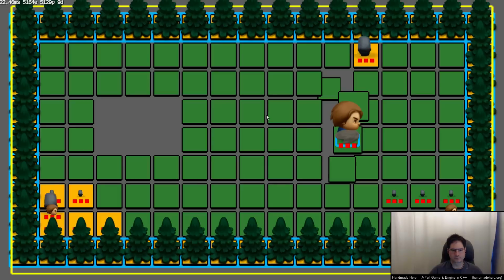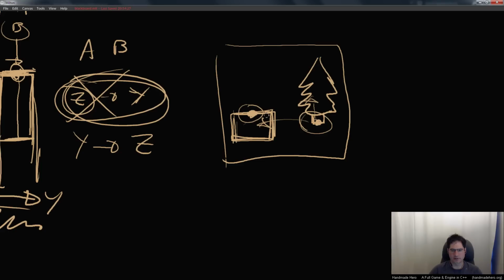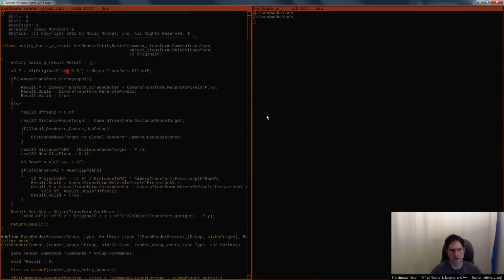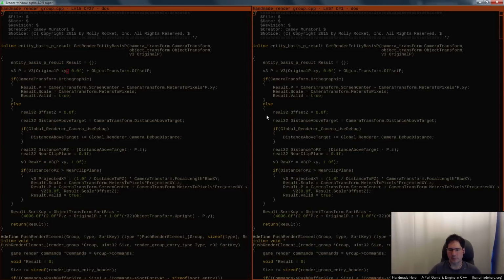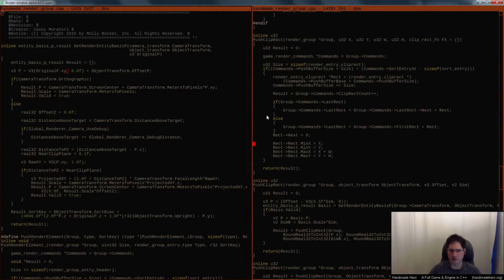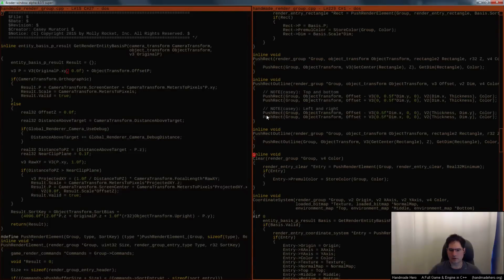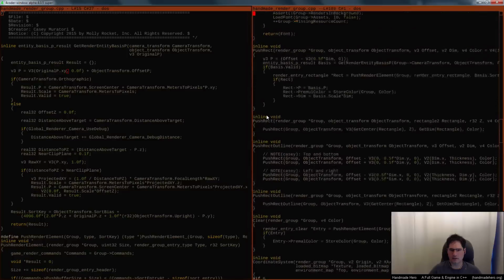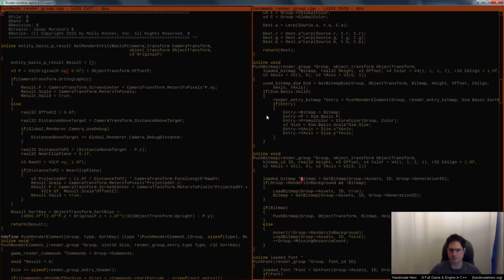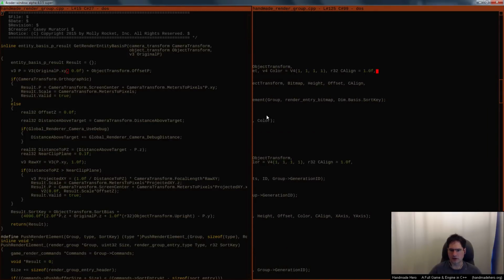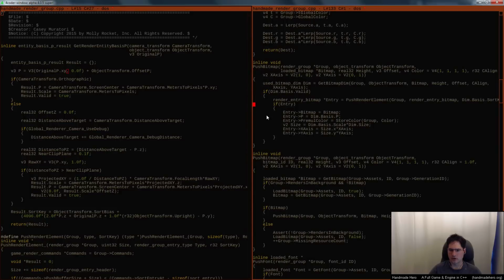So let's take a look in our code here. Since I kind of got off on this tangent of fixing that problem, I want to take a look here at what's going on with that as well. So in here, where I do a push bitmap call, you can pass the sort key through, can't you? Or at least you could before.